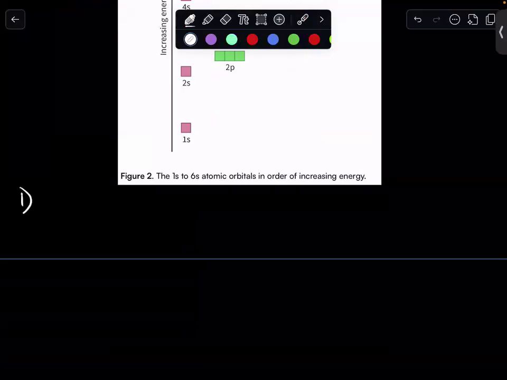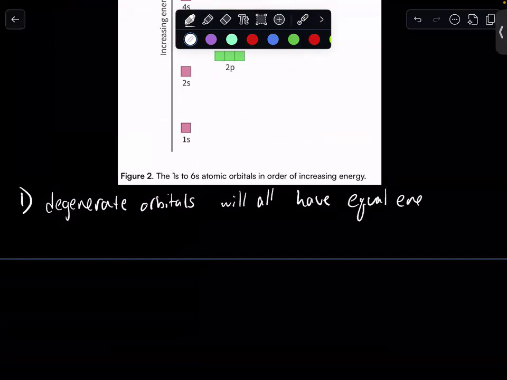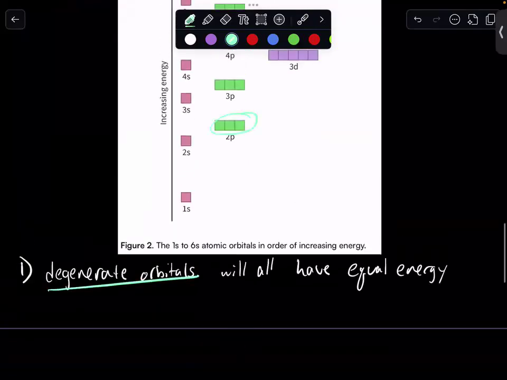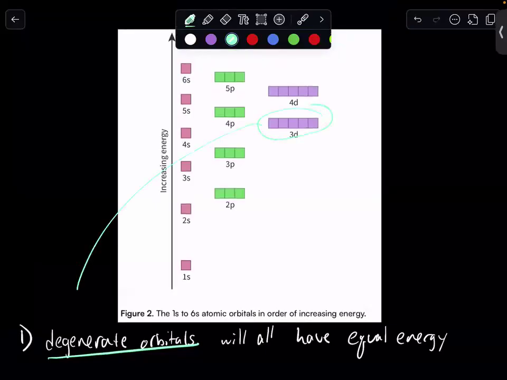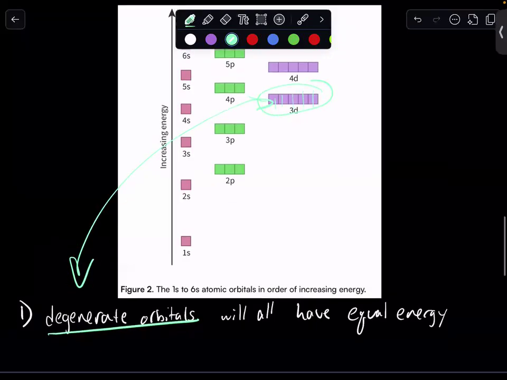So first off, I want to clarify about degenerate orbitals again. Degenerate orbitals will all have equal energy. And we can see that. So our degenerate orbitals might be like all of the 2p's, which will have equal energy, or all of the 3d's. These are what we would consider degenerate orbitals. This 3d, this 3d, this 3d, this 3d, and this 3d all have the same energy.